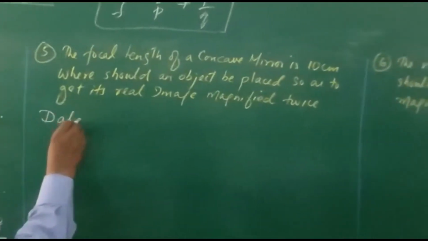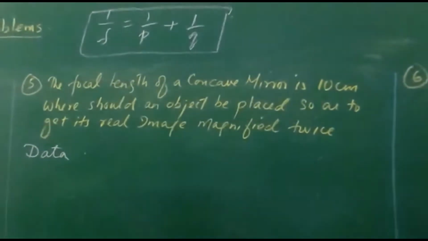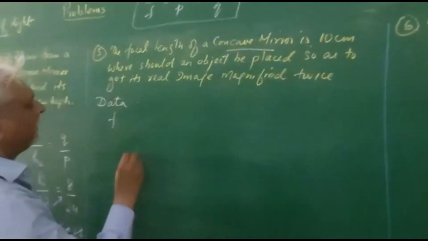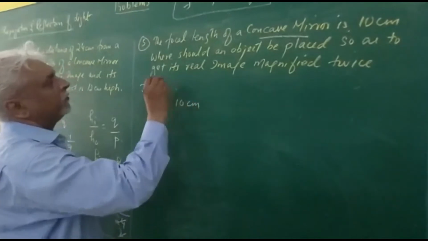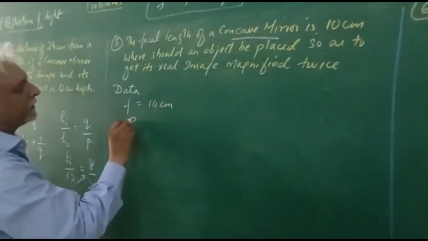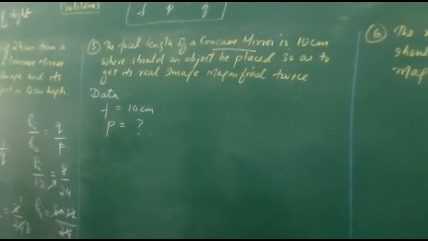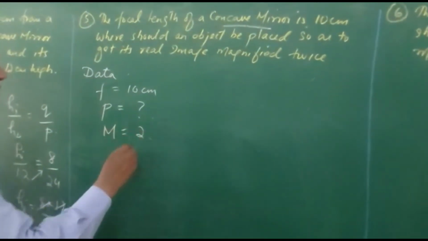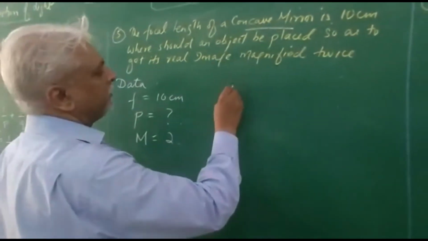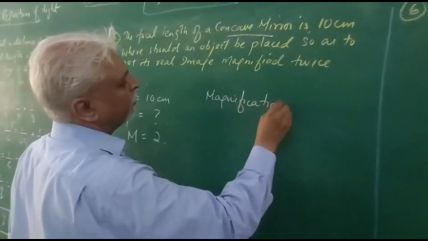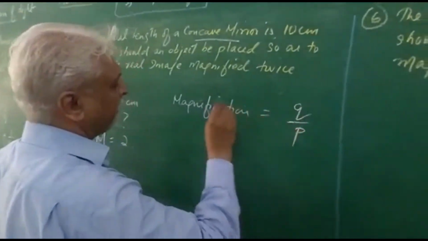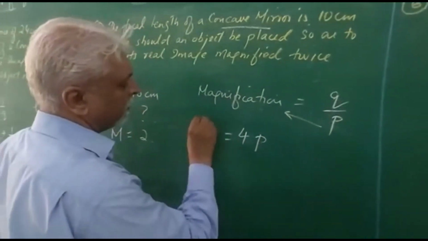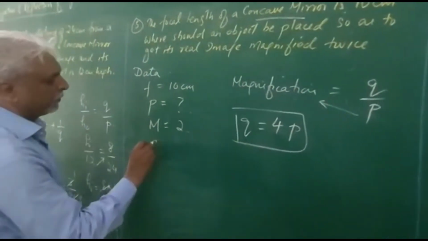Now let's move on to the next question. We write down the data first. The focal length of a concave mirror is 10 centimeter. Where should an object be placed? Object distance is equal to how much? So that we get its real image magnified twice. Magnification is equal to q upon p. So magnification is 4 times. You cross multiply. So q will be equal to 4p.